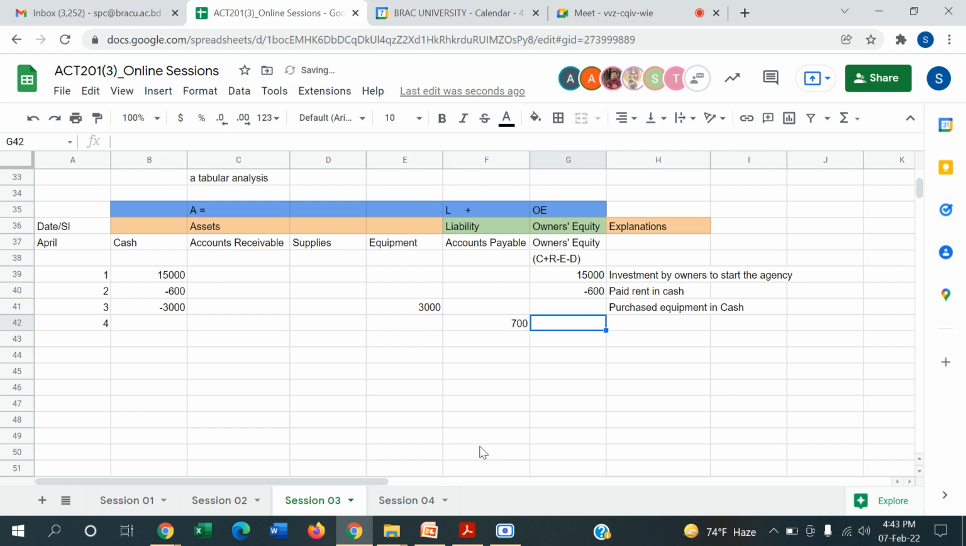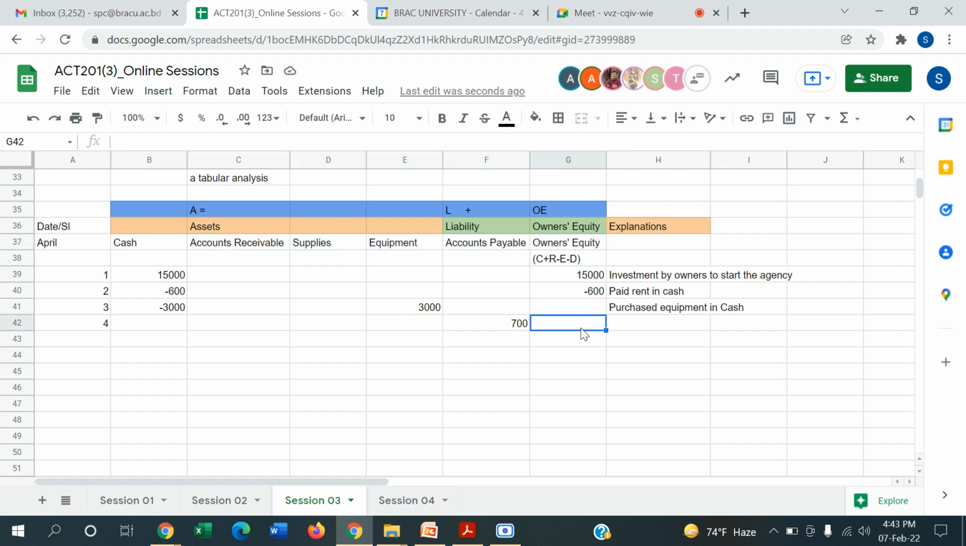Another account was advertising. Is there any advertising account? I haven't seen any advertising account here. Owner's equity, equipment. But it is an expense. It's a part of owner's equity. Exactly. It's a part of owner's equity.